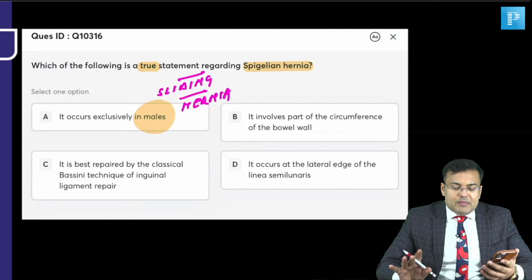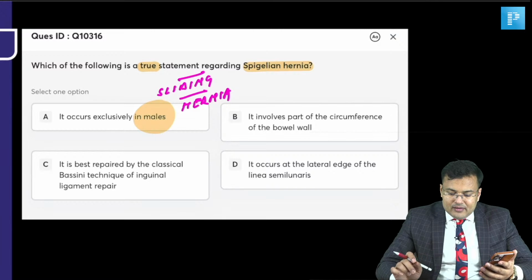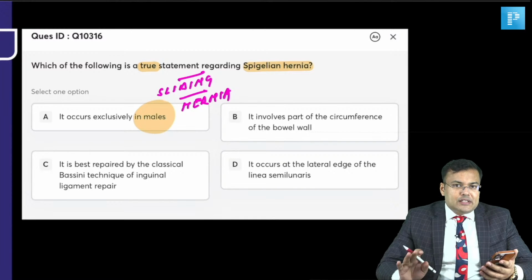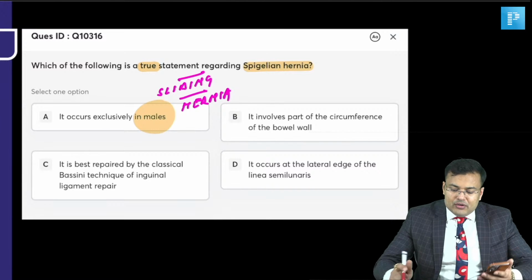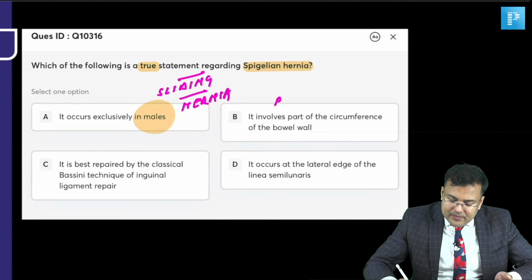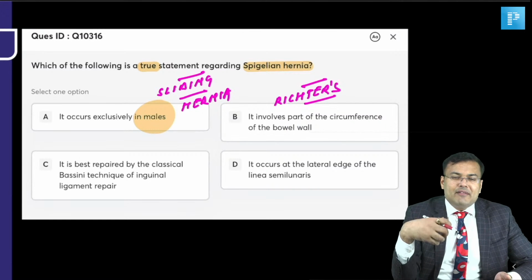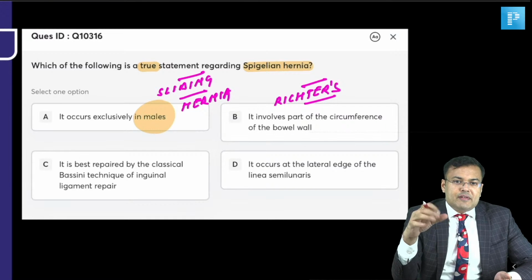First person to reply correctly. I'm waiting. Part of circumference of bowel wall. Rashi Gupta is the first person to reply correctly. Ritika Chaudhary, Bablu Yadav. Very good. So it is, guys, Richter's hernia. What happens in Richter's hernia? There is herniation of part of circumference of bowel, and usually it is associated with femoral hernia.